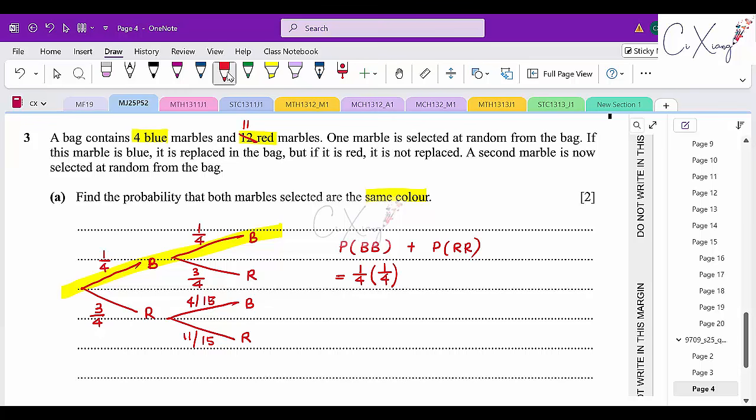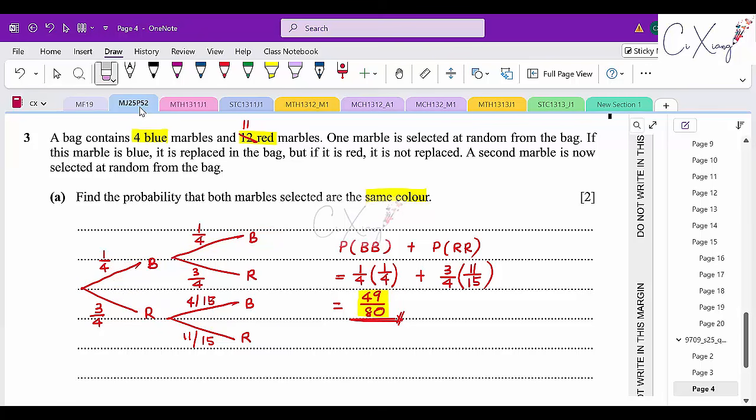We want to consider another case, which is red and red. We have to add them together. So the second case is red and red. What is the probability of getting red and red? Within the branch, you multiply the probability together. So it will be 3 over 4 multiplied with 11 over 15. Then after that, please use the calculator to help you a little bit. By right, you'll get 49 over 80 if you didn't make any careless mistake. So this is how we get the answer for the first part here.